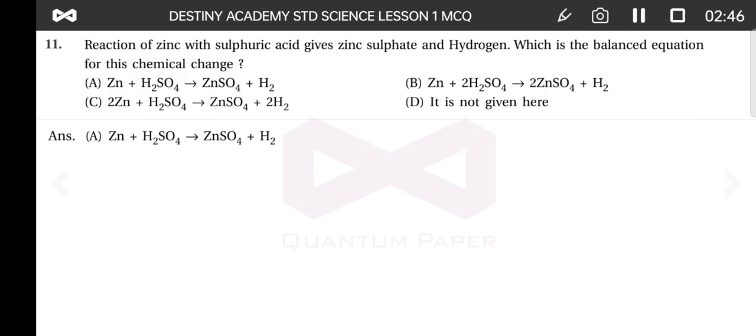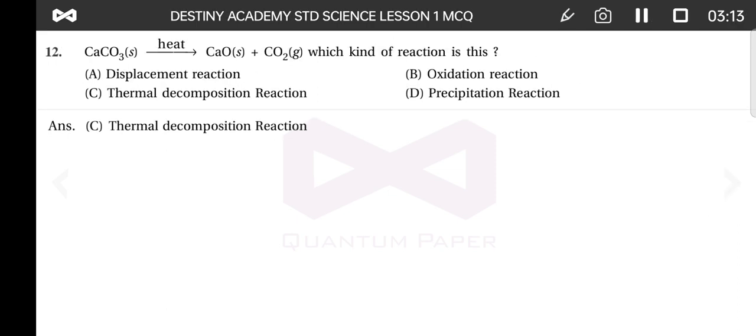A reaction of zinc with sulfuric acid gives zinc sulfate and hydrogen. Which is the balanced equation for this chemical change? So the correct answer is A, Zn plus H2SO4 gives ZnSO4 plus H2. Next question. CaCO3 in solid form, when you give heat, is converted to CaO plus CO2. Which kind of reaction is this? So the answer is thermal decomposition reaction.